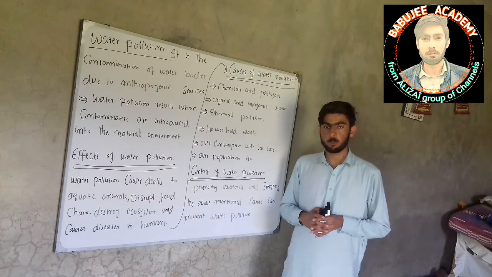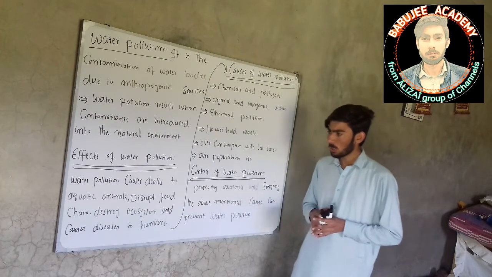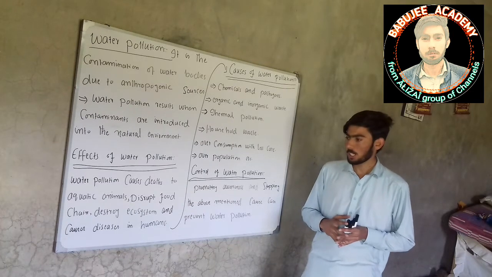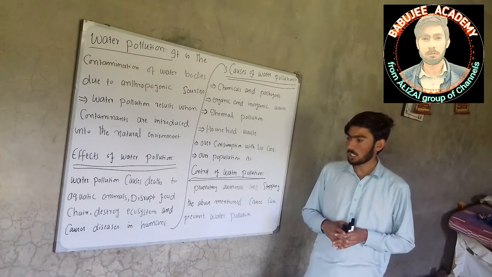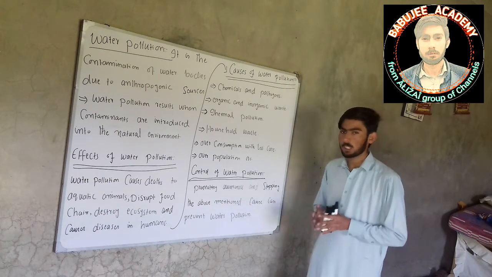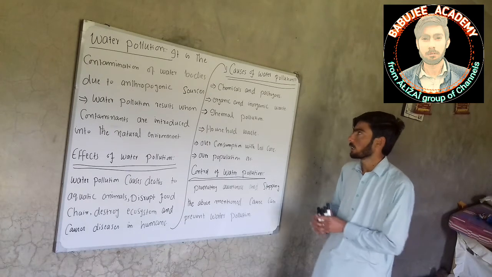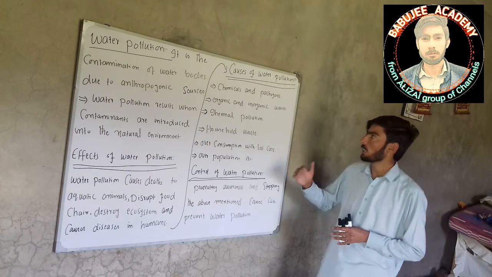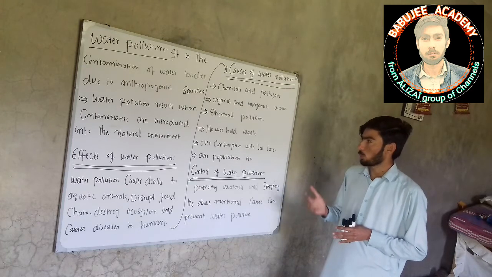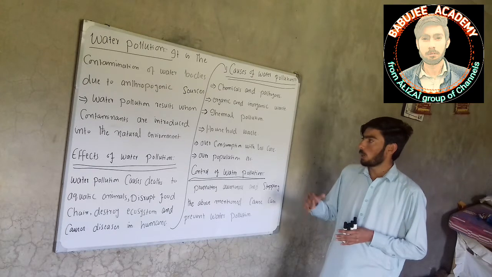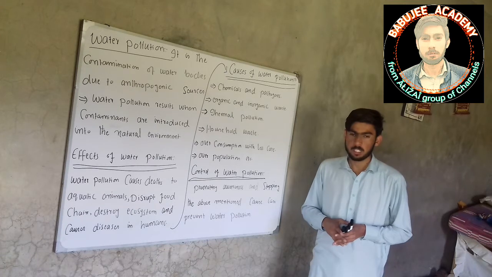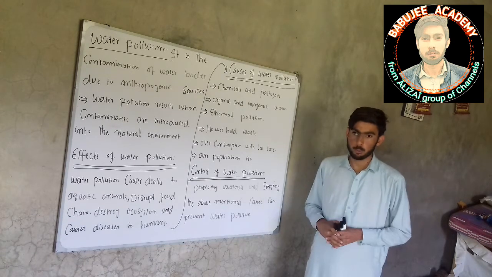Now, what are the effects of water pollution? Water pollution causes death to aquatic animals, disrupts the food chain, destroys ecosystems, and causes diseases in humans like cholera, etc. Now, what are the causes of water pollution? The causes of water pollution are chemicals and pathogens. Pathogens are disease-causing agents. Also organic and inorganic waste, thermal pollution, household waste, overconsumption with less care, and overpopulation, etc. All are the causes of water pollution.